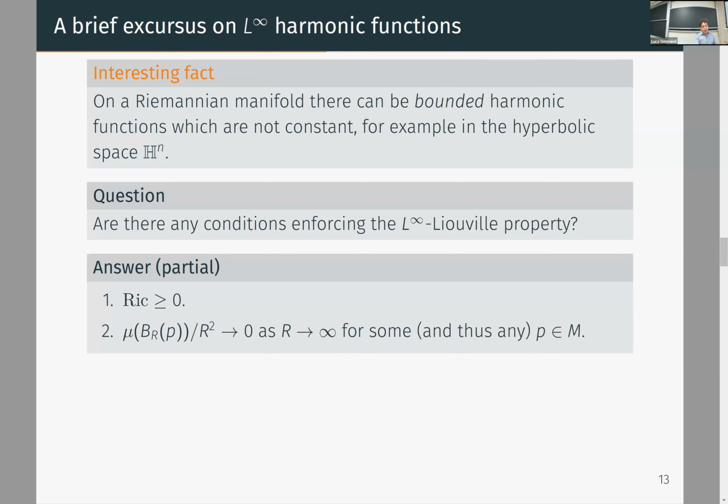So the answer I present here is partial. It's not due to us. It's well known. One of the possible assumptions is that the Ricci curvature is non-negative. If that's the case, you have basically some property due to the heat kernel, for example, which allows you to infer that any harmonic function which is bounded has to be constant.